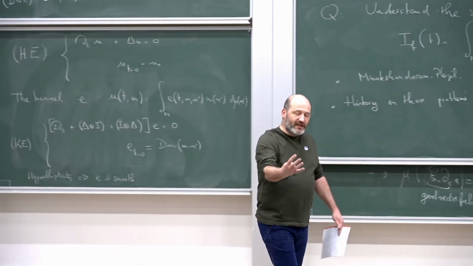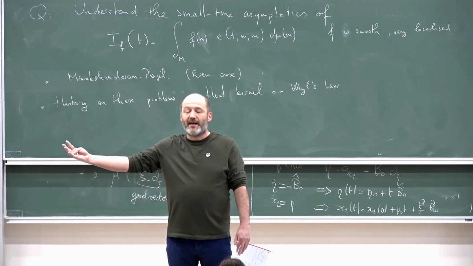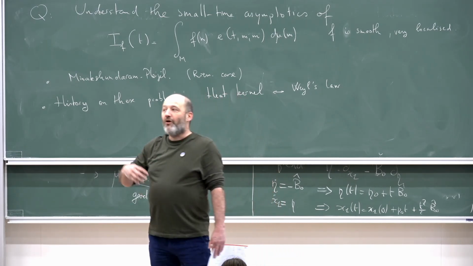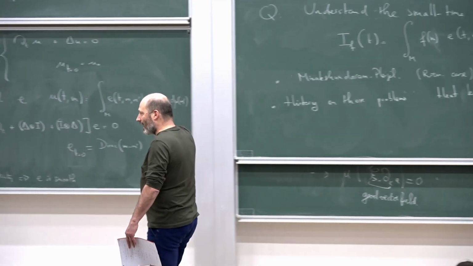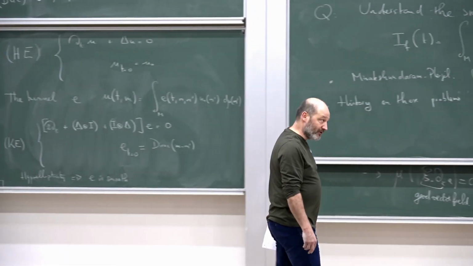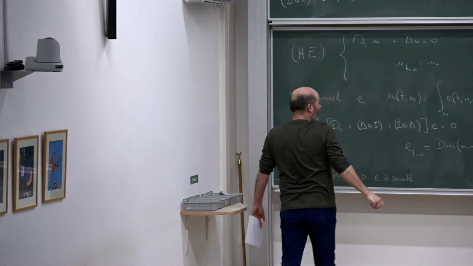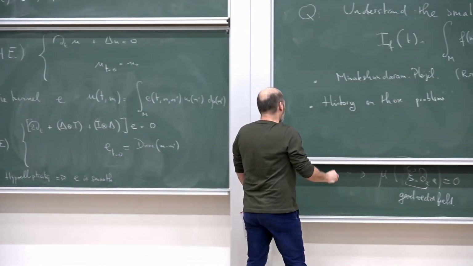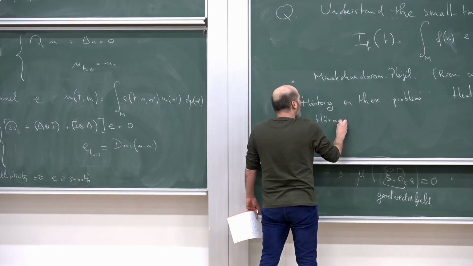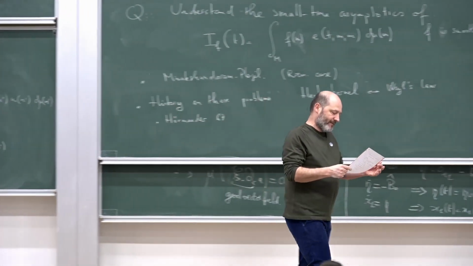Hypoellipticity is the property for a PDE that if the right-hand side is smooth, then the left-hand side is also smooth. So an operator P is called hypoelliptic if whenever Pu is smooth, then u is also smooth. And so in this setting, it was Hörmander who proved that the bracket generating condition implies hypoellipticity.